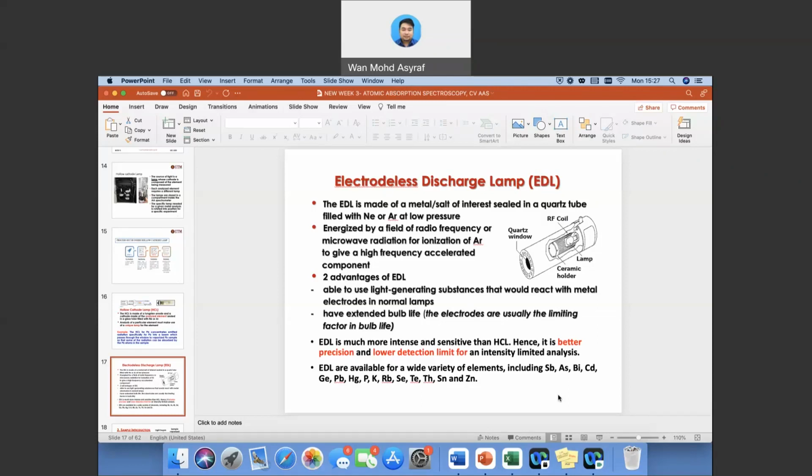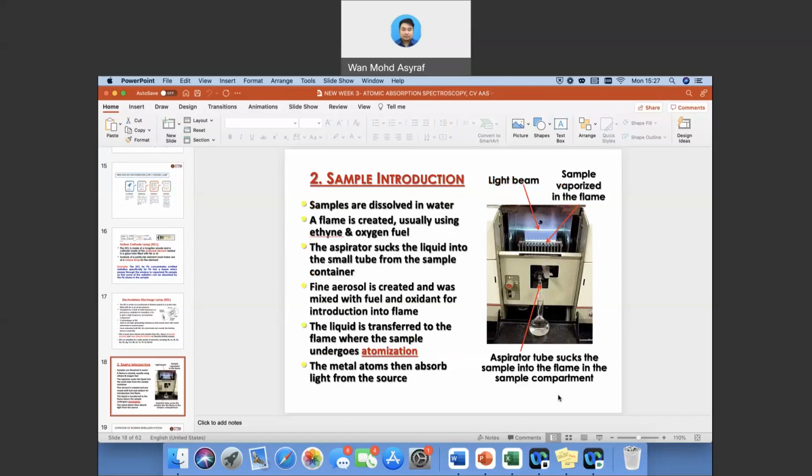So EDL is much more intense and sensitive compared to the hollow cathode lamp. Hence, it has better precision and a lower detection limit. EDLs are available for a wide variety of elements. Sometimes you will not have a hollow cathode lamp for all of the elements, but maybe we do have the EDL for that particular element. All right, so that is the light source, the first part of your schematic diagram.